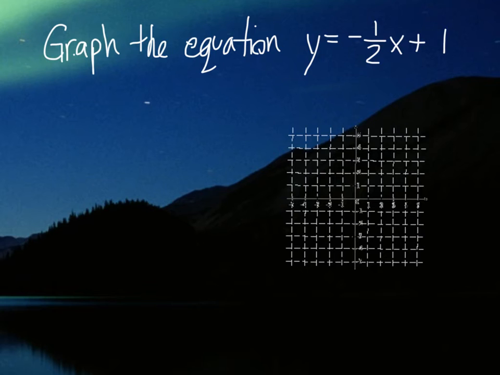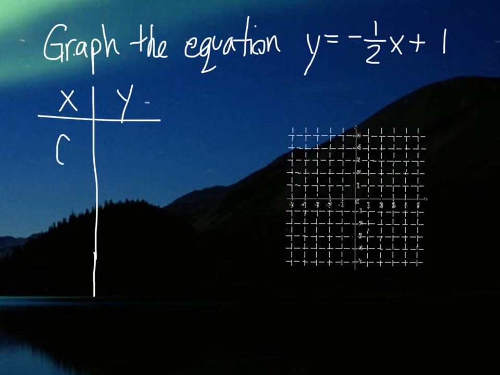Okay, graph the equation y equals negative 1/2 x plus 1. I wanted to give you a bit of a tougher example here. Again, we're going to start off by creating our table of values. I'm just going to create a little table here with our x value on the left and our y's on the right. And again, we can pick any x values we want here. I'm just going to do the same as before, starting with 0 and going up to 3.